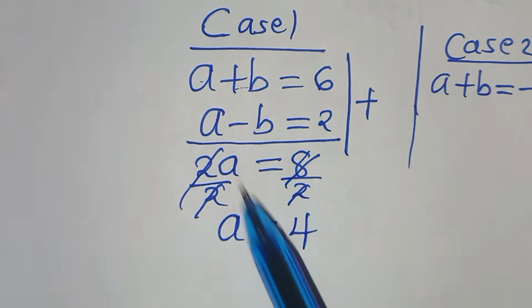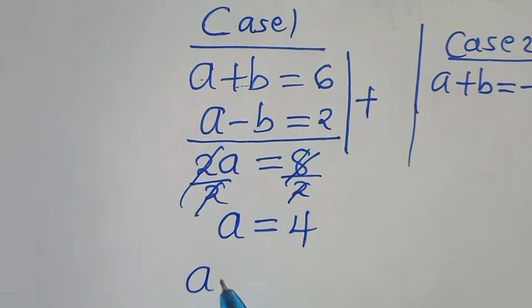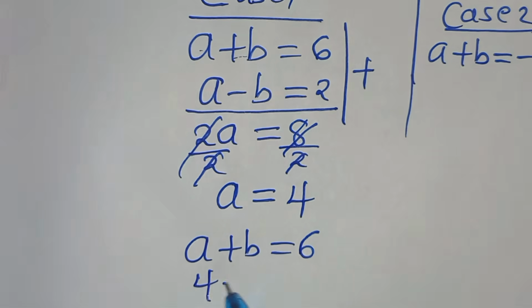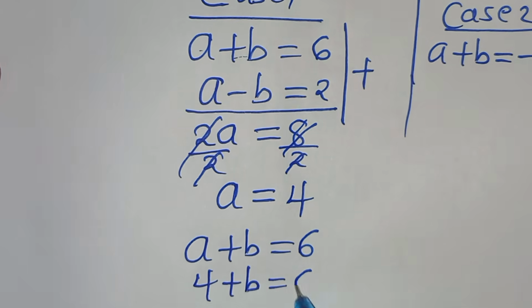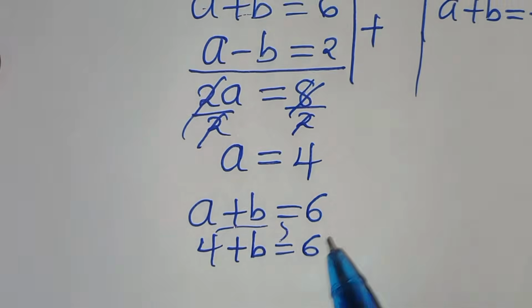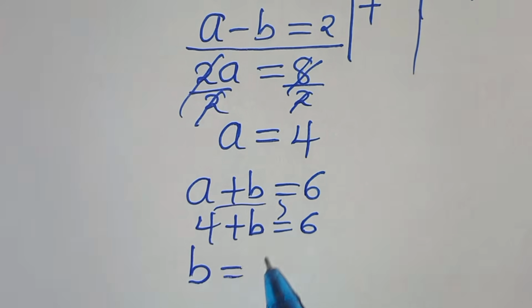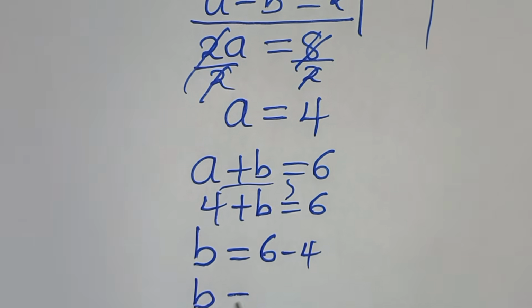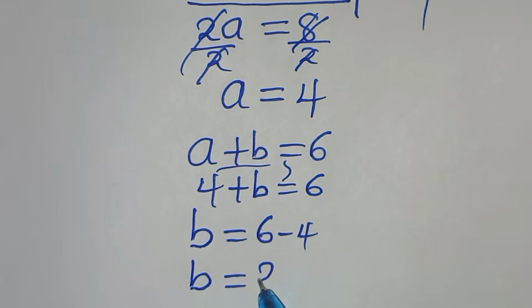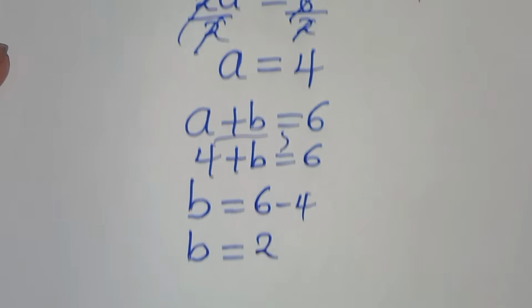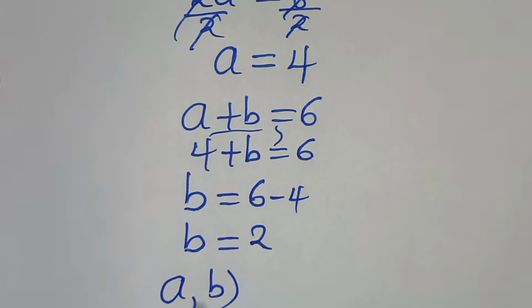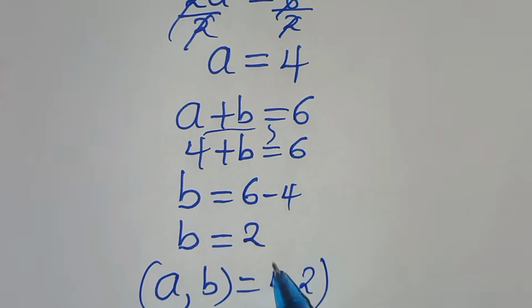We can also solve for the value of b. We have a plus b equal to 6. So a is 4, plus b is equal to 6. Let's take 4 to the right hand side. This means that b is equal to 6 minus 4, which is 2. So in the first case here, we have a comma b equal to 4 comma 2.